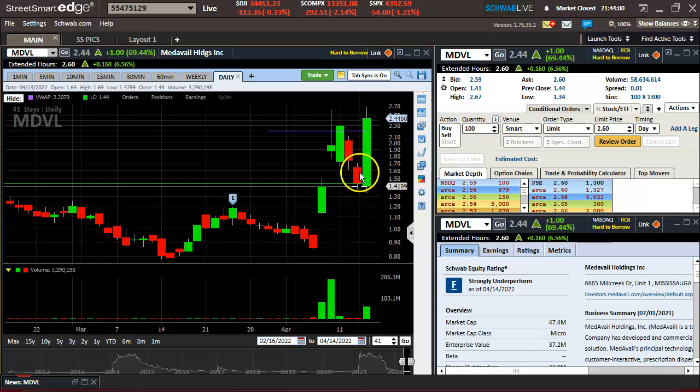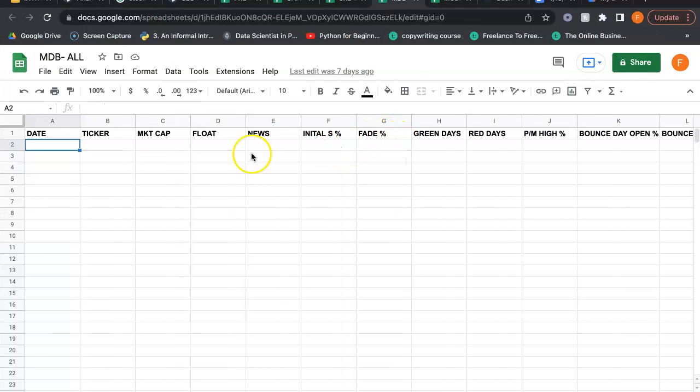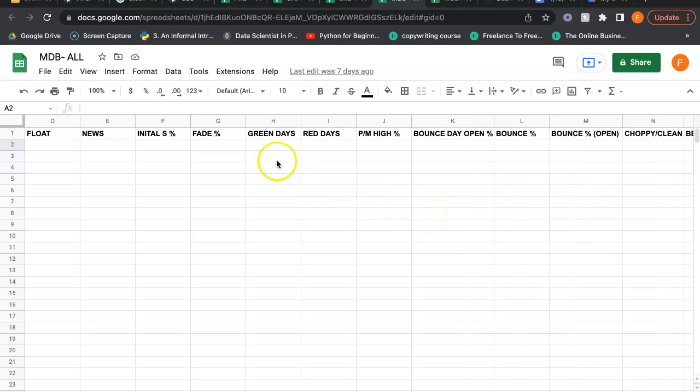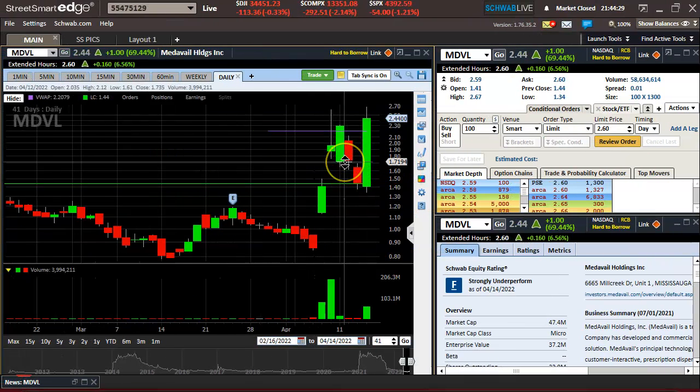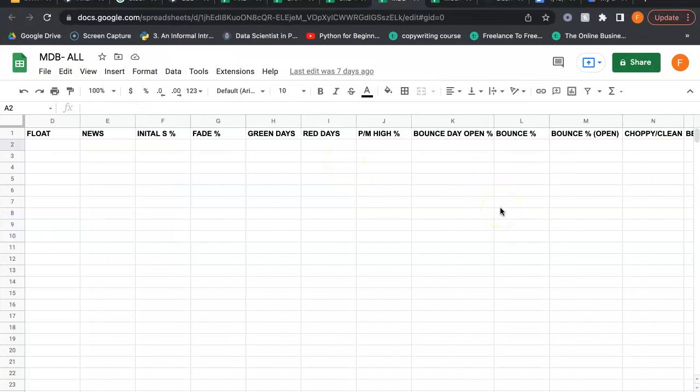I'm looking for the bounce play, so definitely what I'm going to be thinking of tracking in this situation is the run up percent. How much did it run up? How much did it fade off that high? I'm definitely going to be including that. Simple stuff like if there's any news that's going to affect the bounce, the float, the market cap, see if there's any pattern within that, as well as other small things like the amount of green days. I'm not sure if that's an effect, but I'm gonna track that. See if there's something there.